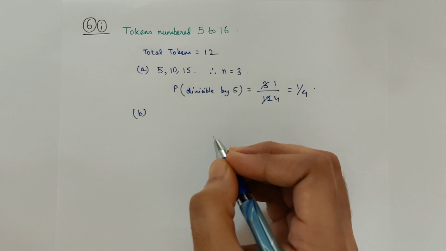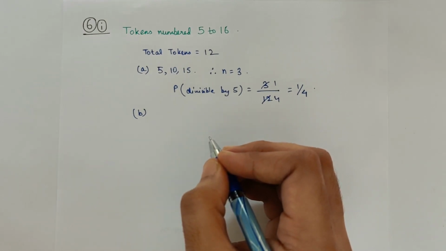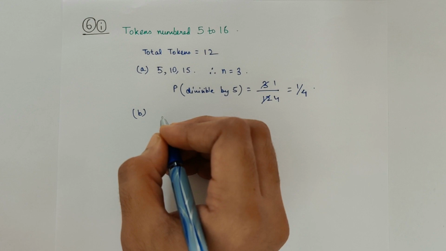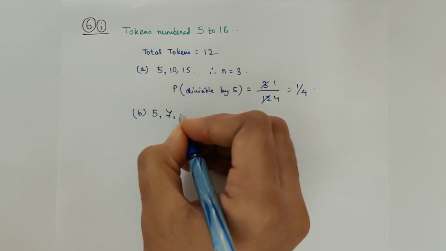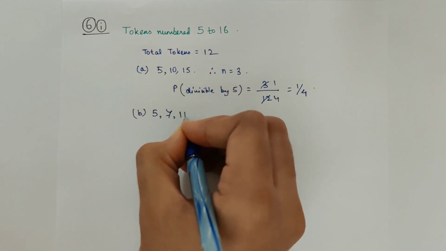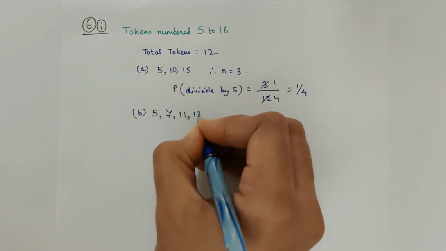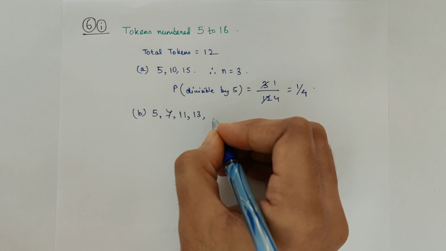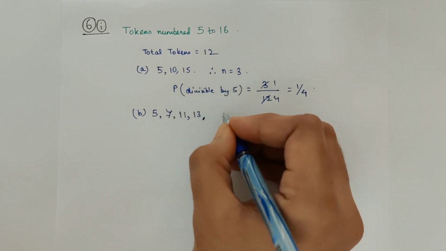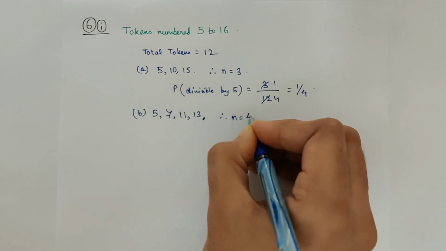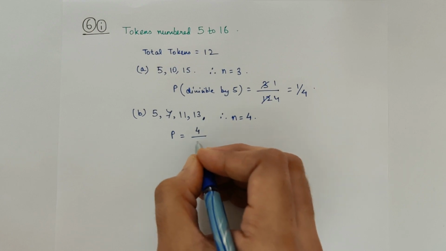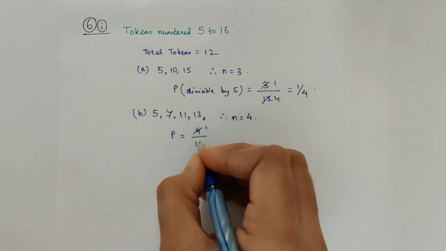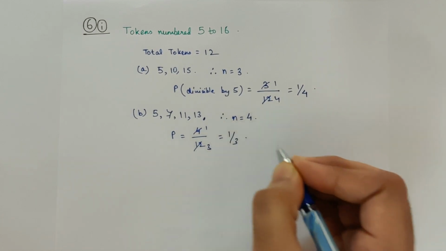Part B. Neither divisible by 2 nor by 3. So the numbers which are neither divisible by 2 nor by 3 will be 5, not 6, 7, not 8, not 9, not 10, 11, not 12, 13, not 14, not 15, not 16. So we have 4. Therefore, n over here will be equal to 4. So the probability will be 4 divided by the total number of tokens, which is 12. So we will have 1 by 3. So the answer is 1 by 3.